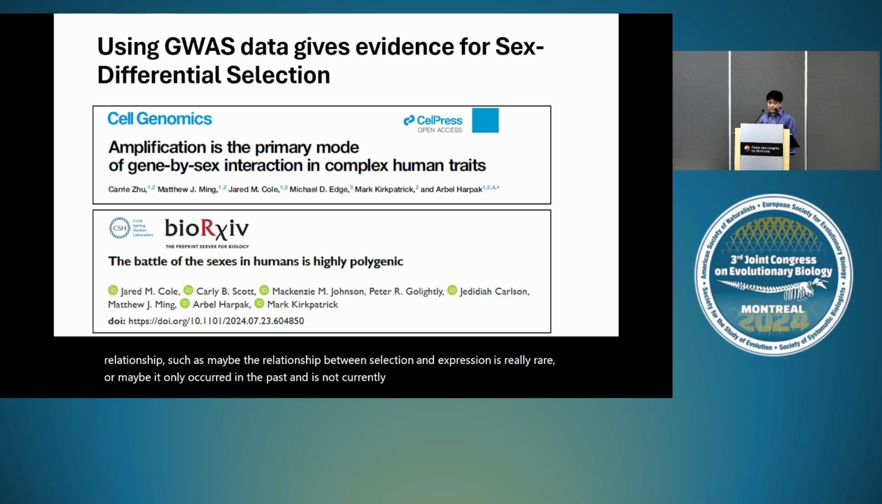If we instead use GWAS hits, we actually do see evidence for sex differential selection genome-wide. So work by my colleagues Carrie Zhu and others, as well as a paper that was just released as a preprint to bioRxiv by Jared Cole and colleagues, shows evidence for genome-wide sex differential selection, and they use GWAS hits as the sites of selection as opposed to eQTLs.